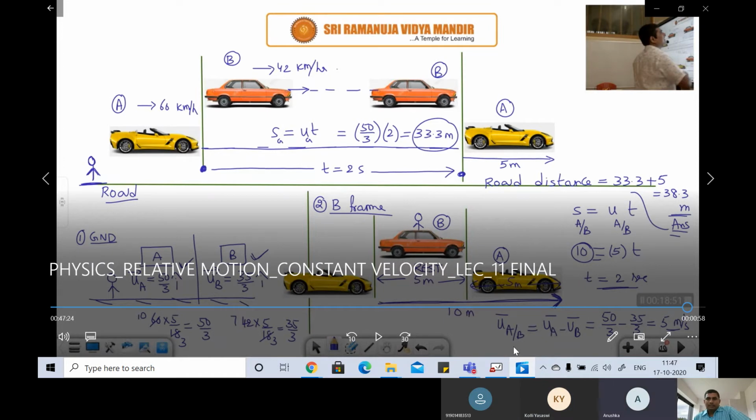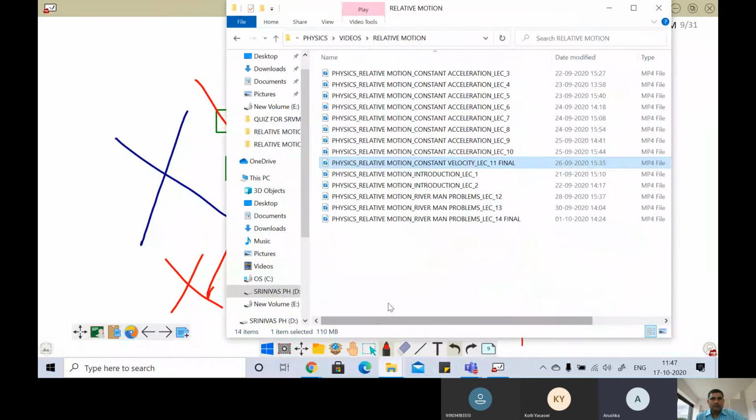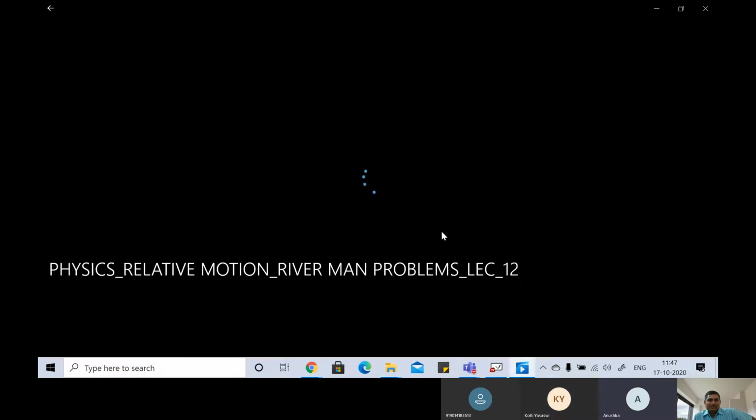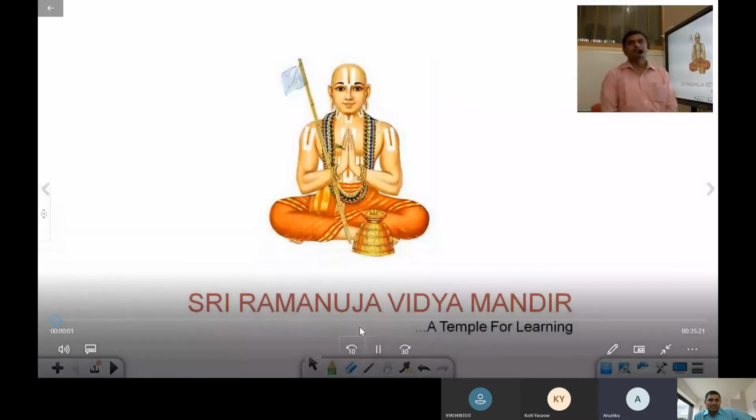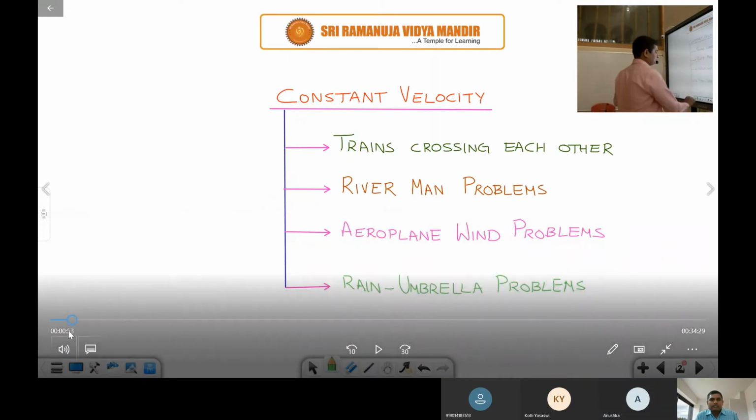So like this, this is entirely about constant velocity in one dimension. This is lecture number 11. Hope you understood. Interesting or not? Very interesting, sir. Next one. So that completes the first model, that is, trains crossing each other.